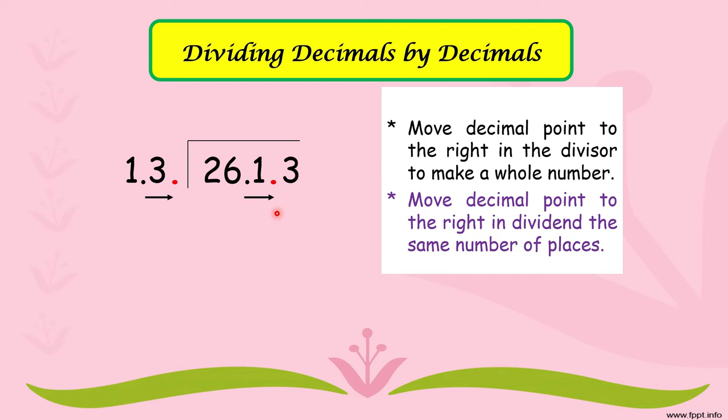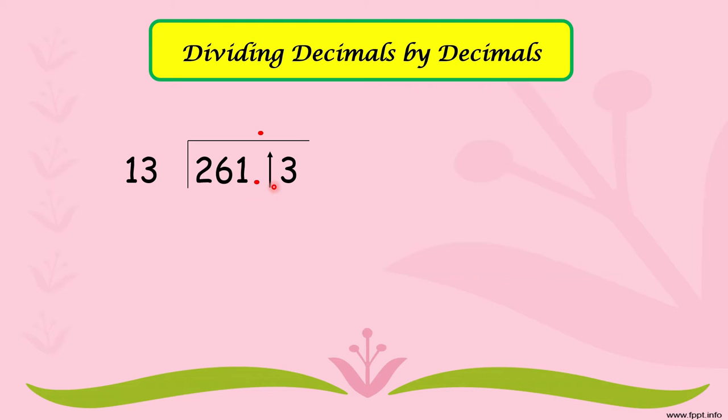In this case, you need to move the decimal point to the right in the dividend the same number of places. We moved one decimal place to the right in our divisor. Therefore, we also need to move one decimal place to the right in our dividend. That's why now our decimal point is located between 1 and 3.